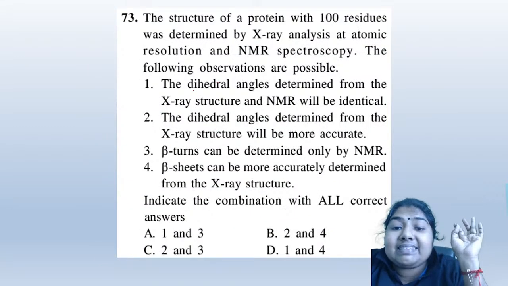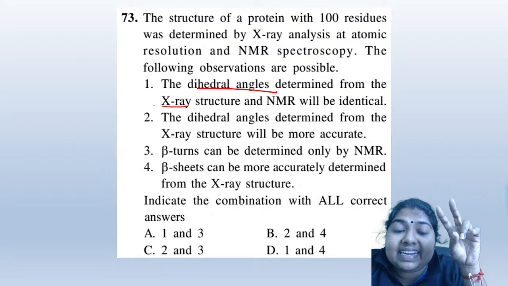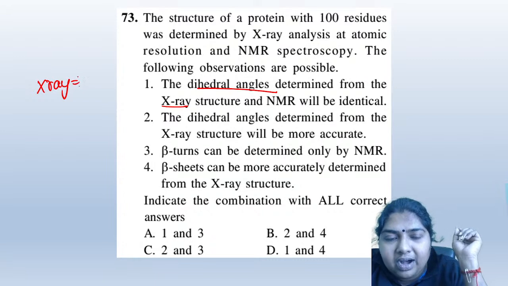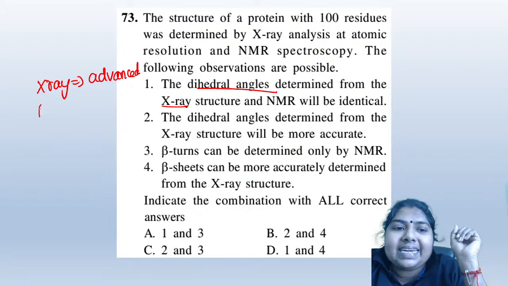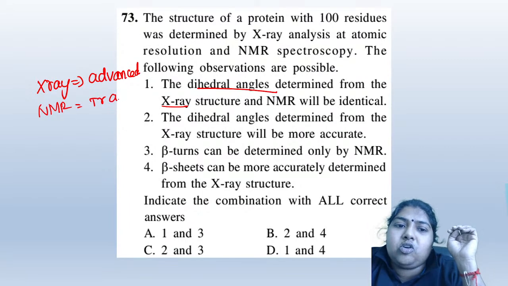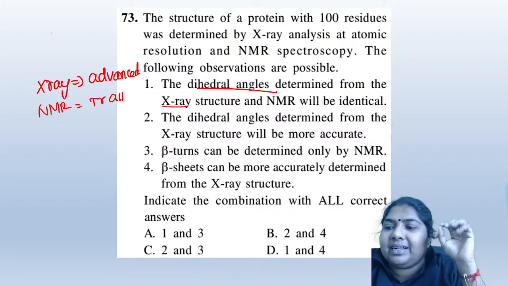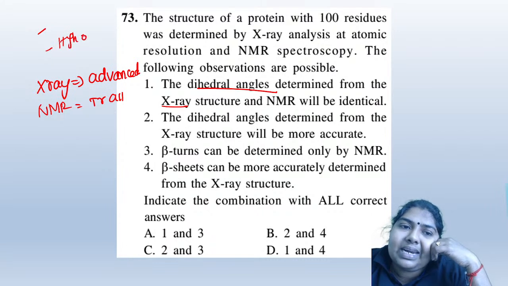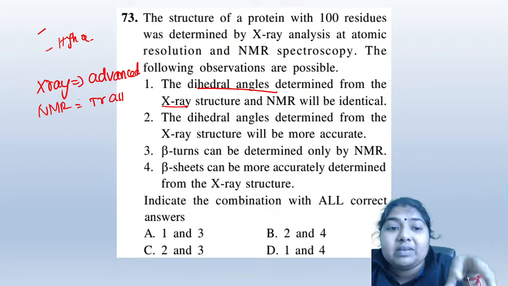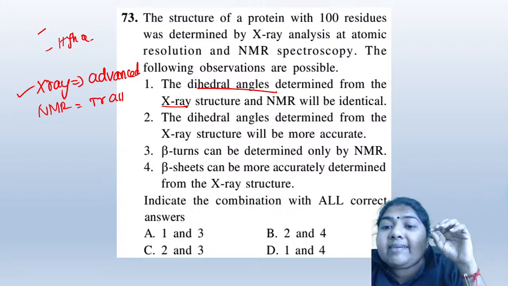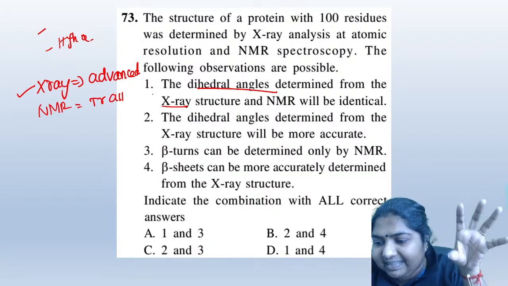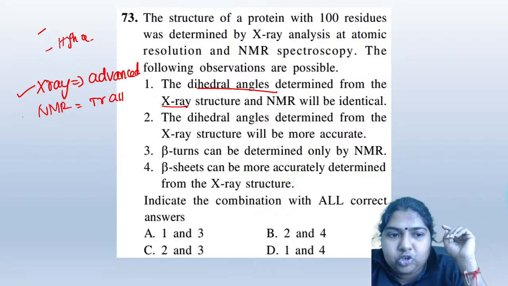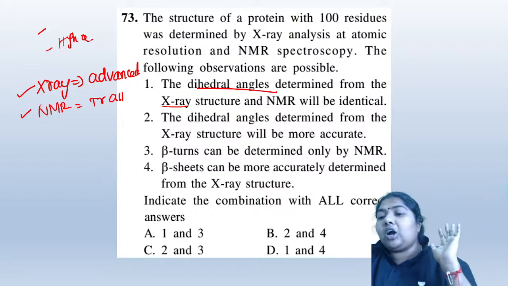And here, these dihedral angles from X-ray, it is quite advanced. And NMR is quite trailing. It is not as good as, see, you take an image in your normal mobile and you take one in some high quality mobile. So which image will be better? If you take it in a high quality mobile, it is going to be better, isn't it? So likewise your X-ray is advanced. So it gives a better structure, better accuracy, better precision as compared to your NMR. NMR is a very, very normal experiment.